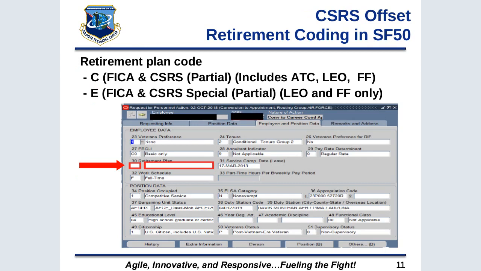So looking at the plan codes for CSRS Offset, you have a C for FICA and CSRS partial, which too includes your air traffic controllers, your law enforcement officers, and your firefighters. An E code was FICA and CSRS special partial for your law enforcement officers and firefighters only. So, Ms. Trish, what is potentially creditable civilian service?